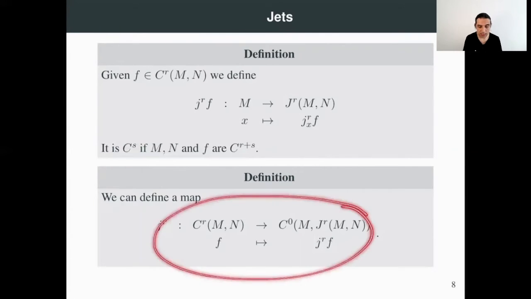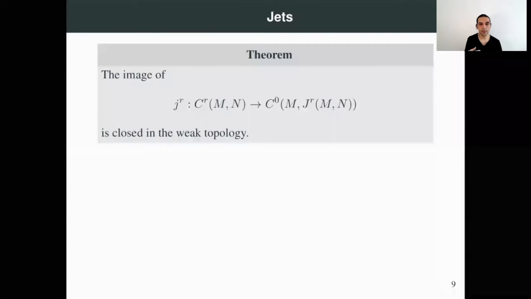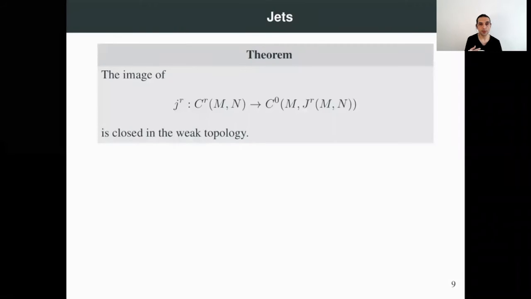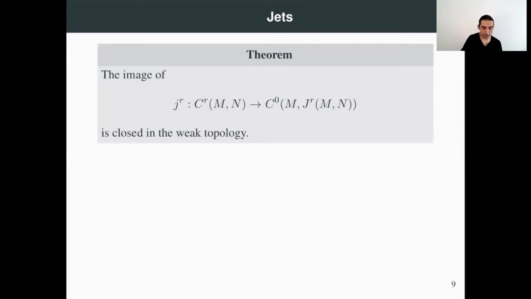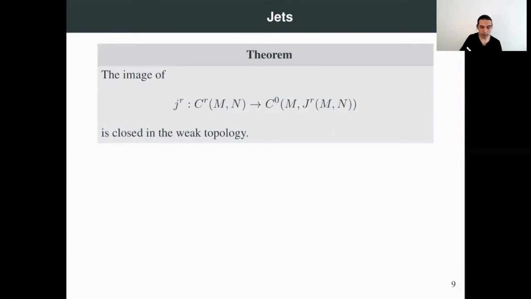by using this map over here. Let us see this theorem that is useful to generalize the results that we proved for spaces of continuous maps to the case of C^r maps. The theorem says that the image of the map that we just defined is closed in the weak topology. And we are going to consider just an example. That's a particular case because in the general case, the proof is analogous.